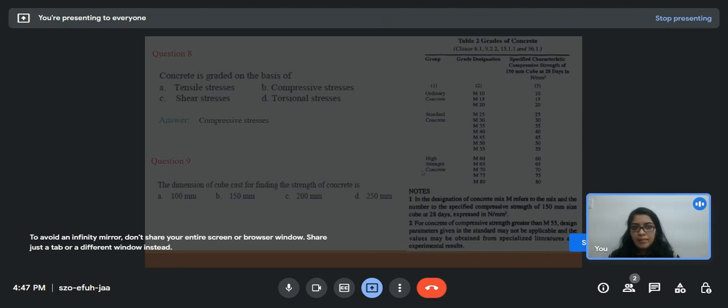Again, from the same table, we can find the answer to the next question. The next question is, the dimension of a cube cast for finding the strength of concrete is, it is 150 mm. That is given in the code. Here you can see in the notes, in the definition of concrete mix, M refers to mix, and the number to the specified compressive strength of 150 mm size cube at 28 days expressed in Newton per mm square. So the correct answer is option B, 150 mm.